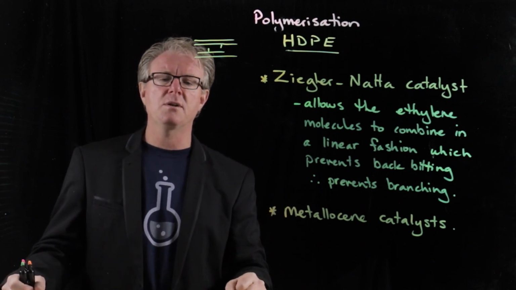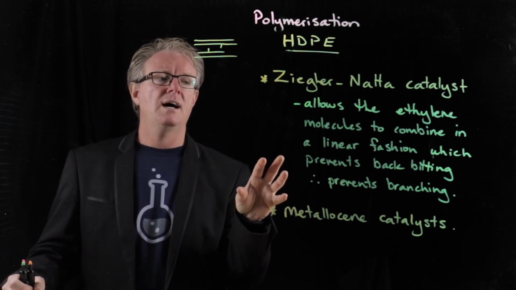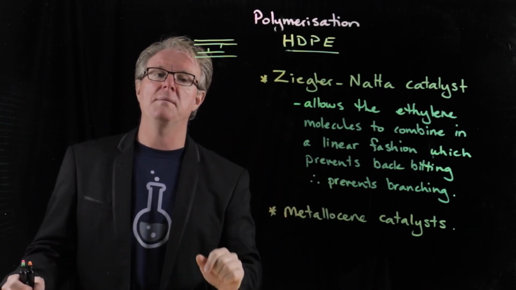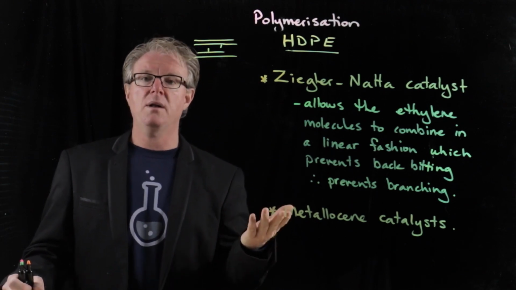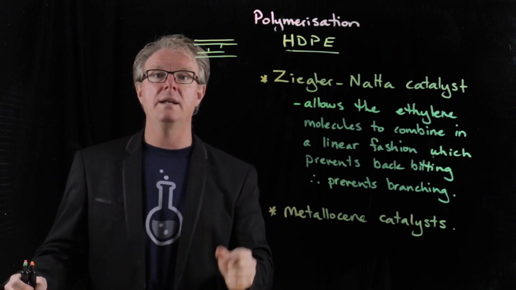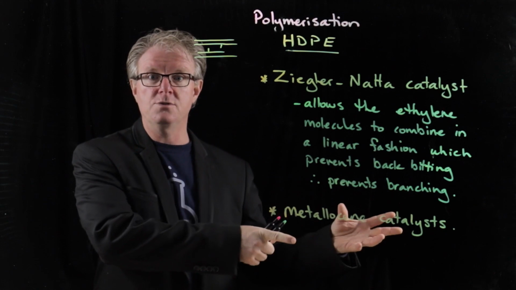In the next video we're going to be looking at the properties of the two different plastics and relate that to bonding. And also we're going to maybe talk a bit about other addition polymers such as polyvinyl chloride and polystyrene, and relate that to bonding and structure, properties and uses.